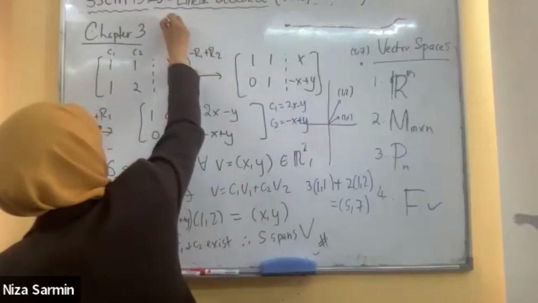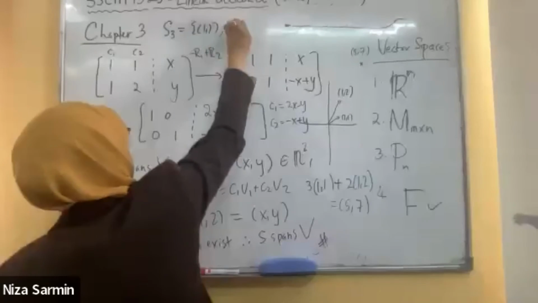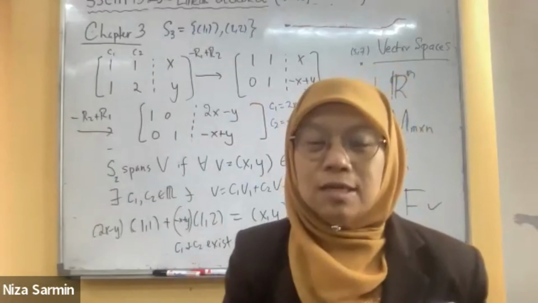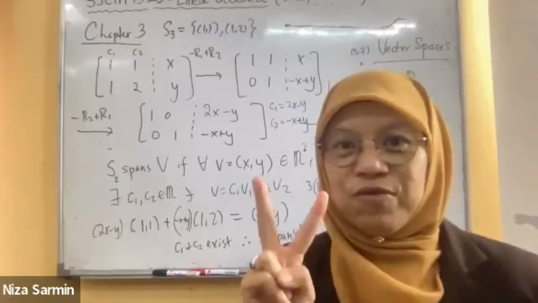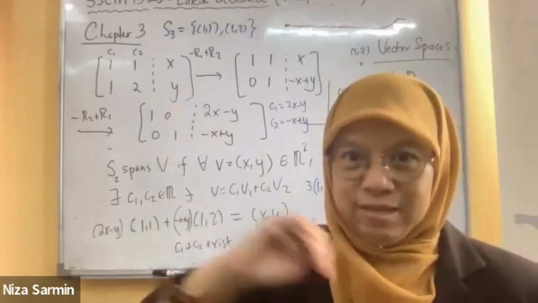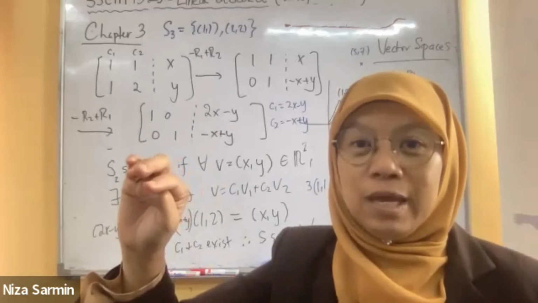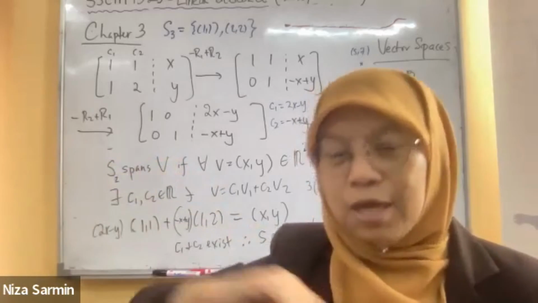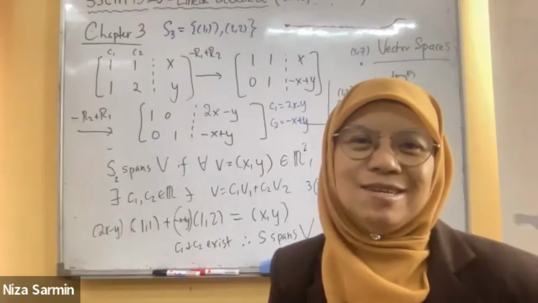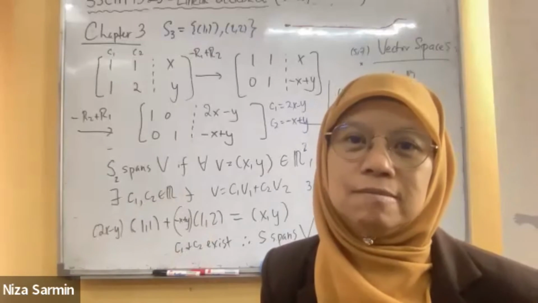S3 is (1, 1), (2, 2). So I still have two vectors. But you see, if you draw, it is on the same line, right? (1, 1) and (2, 2). So if you find a linear combination, it will also be on the same line. So you don't span the whole vector space.